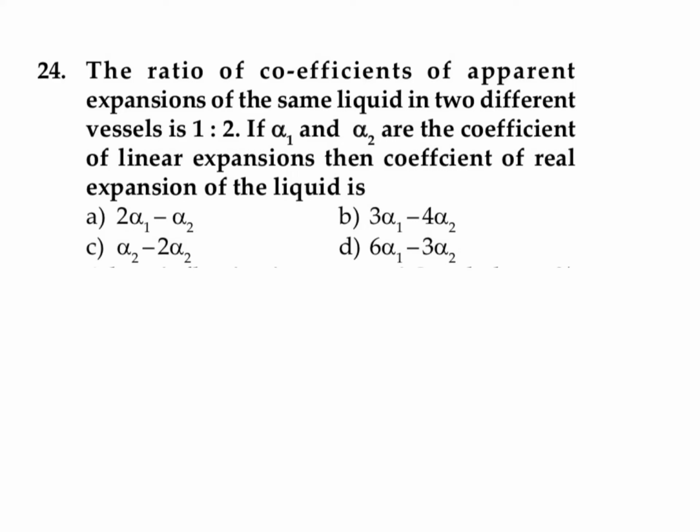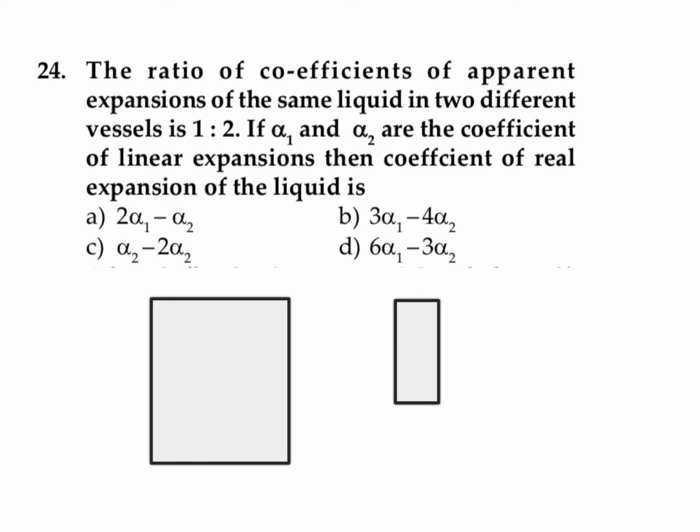In this question, it is given that the ratio of coefficient of apparent expansion of the same liquid in two different vessels is 1 is to 2. So we are considering two different vessels, take it as vessel 1 and vessel 2, and we are finding out the apparent expansion in these two different liquids.